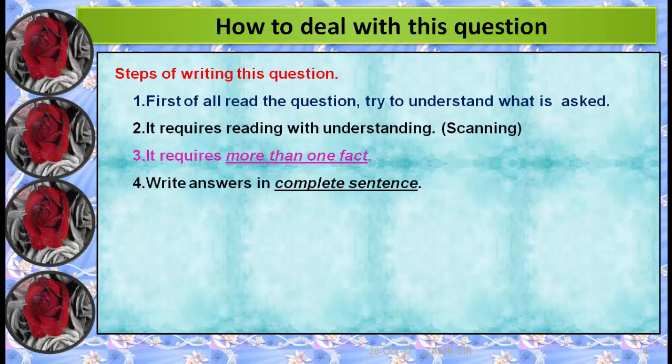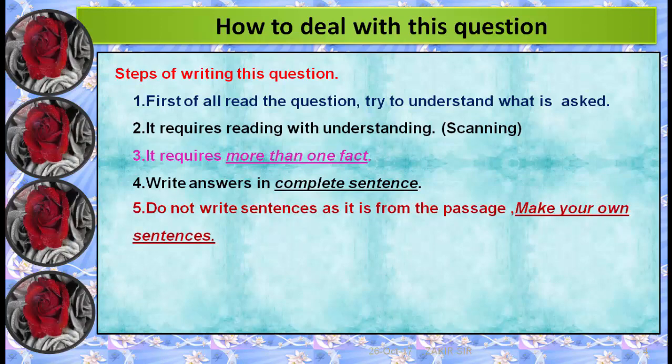If this question is asked in a descriptive manner, as far as the poem and rapid reading are concerned, you have to write the answer in a complete sentence or complete sentences. The next point is that do not write the sentences as they are from the passage, but read the passage and make your own sentences by giving the sense of the question.